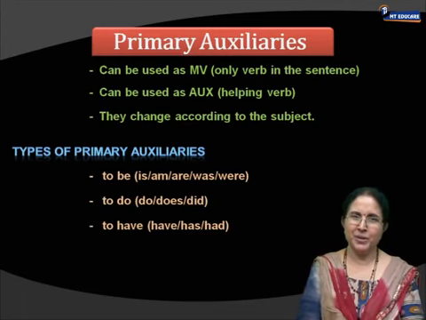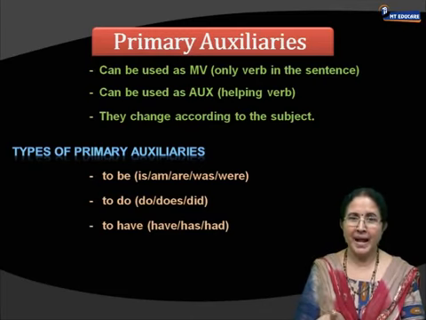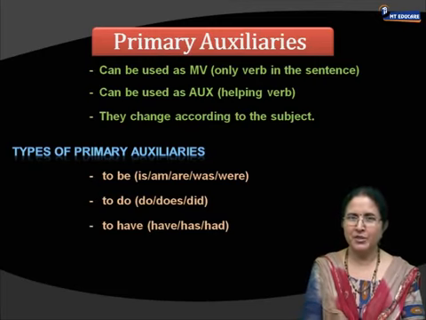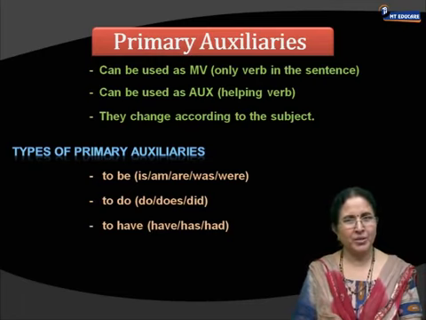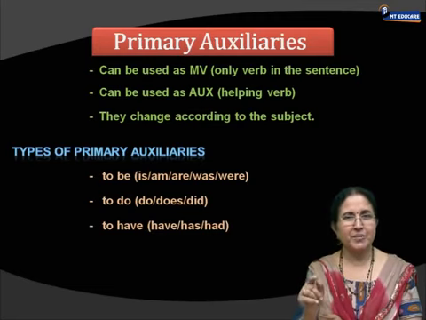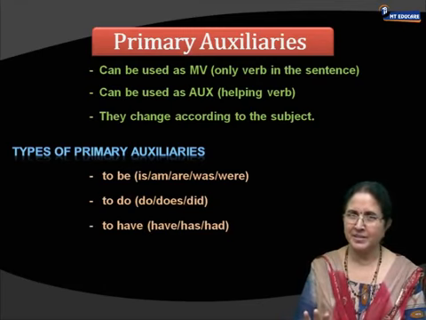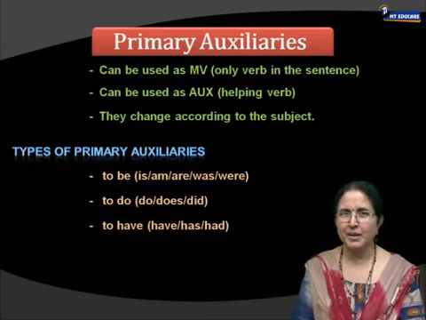Like when you come to do, we do, but he does, she does, I do, you do. Third, to have, has, had. But in the past tense, there is not much difference. If you take the present tense, I have, you have, but he has, she has, we have. Actually, there is a rule: third person, singular, present tense, the verb changes, we add an S to the verb. I repeat, third person, singular, present tense, we add an S to the verb. So accordingly, it changes. Now, these are the features of primary auxiliaries.